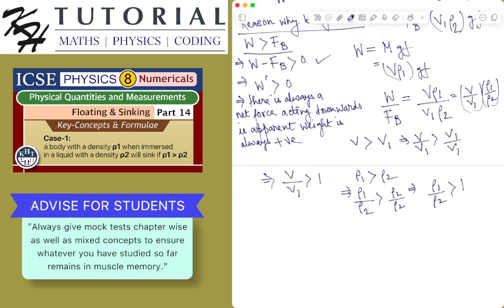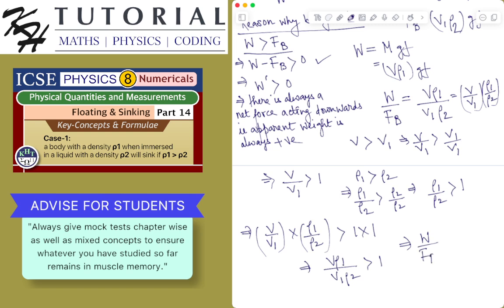So if V by V1 is greater than 1 and rho 1 by rho 2 is greater than 1, we must have V by V1 multiplied by rho 1 by rho 2 greater than 1 multiplied by 1. This implies V rho 1 by V1 rho 2 is greater than 1. What is V rho 1 by V1 rho 2? That is nothing but W by FB. So we got W by FB is greater than 1.